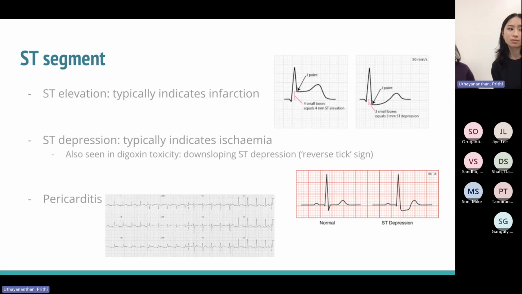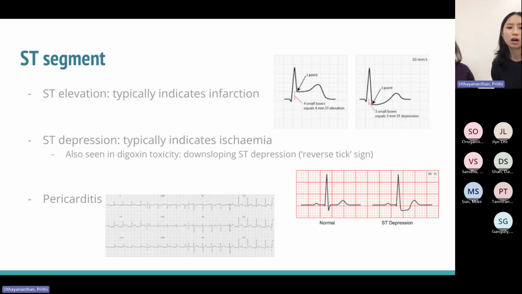You also want to look at the ST segment. This gives us information about the blood supply to the heart. The ST segment can be normal or elevated or depressed. ST elevation typically means that there's some kind of infarction. In a STEMI, there's an elevated segment above the isoelectric line, and this is typically more severe as it indicates transmural muscle death, and this is a medical emergency.